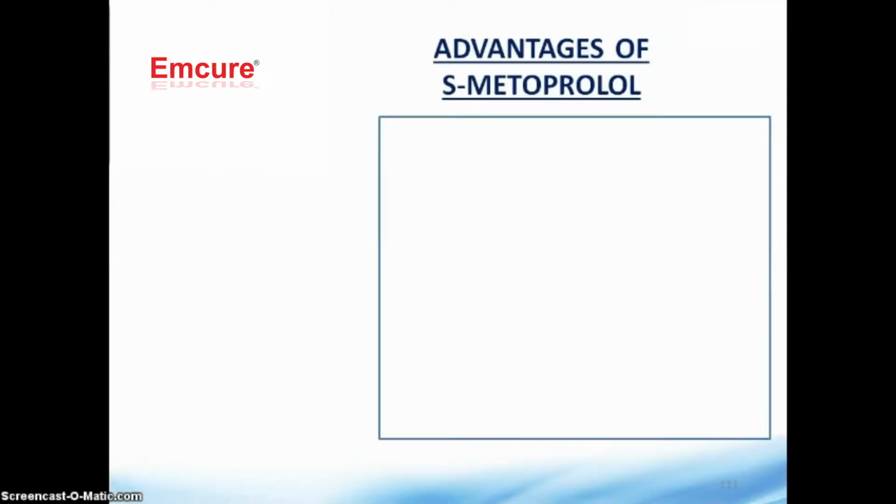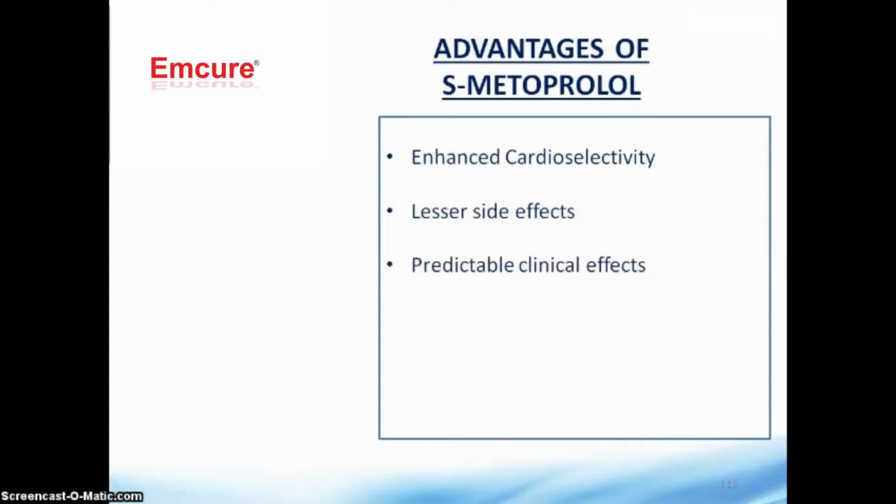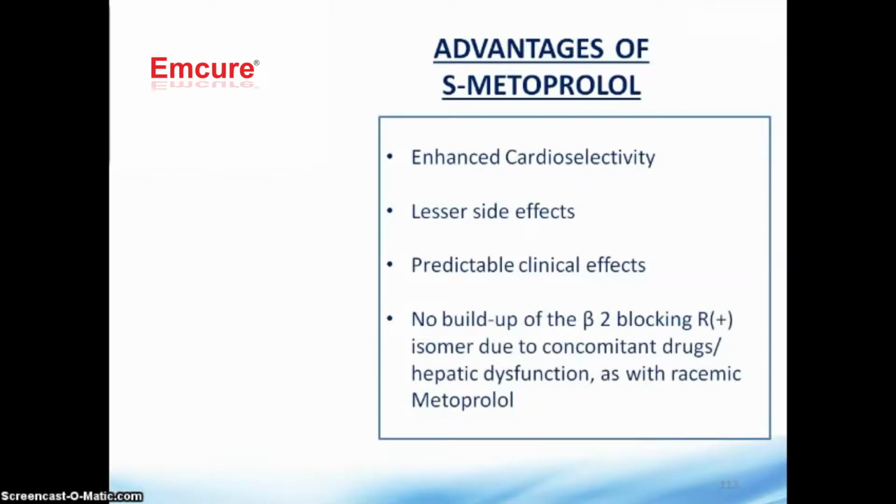So, what are the advantages of S metoprolol? Well, first is the enhanced cardioselectivity, you have lesser side effects, you have predictable clinical effects, you don't build up the beta 2 blocking R isomer due to concomitant drugs or hepatic dysfunction, as it is with racemic metoprolol. So, these are all the advantages of S metoprolol, that is chirally pure S metoprolol.